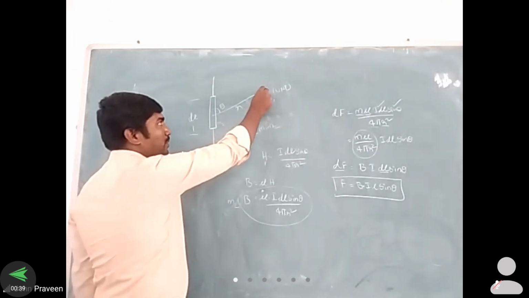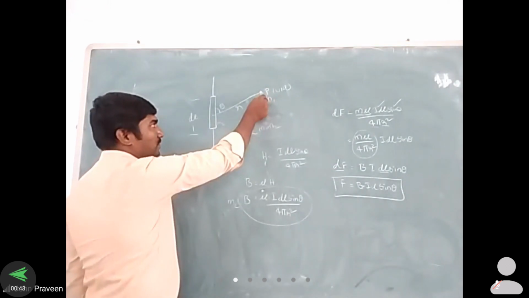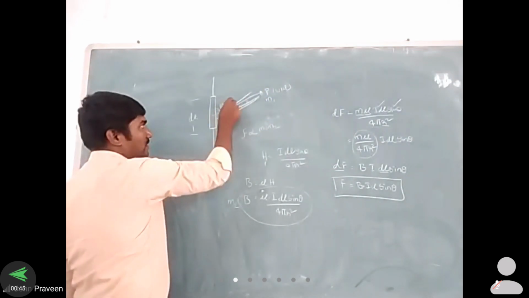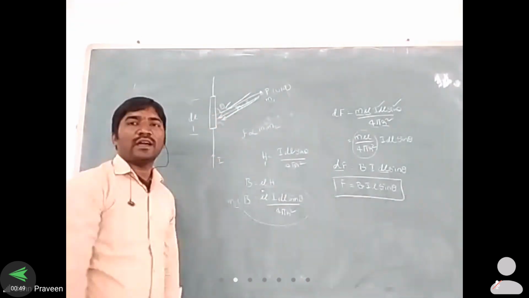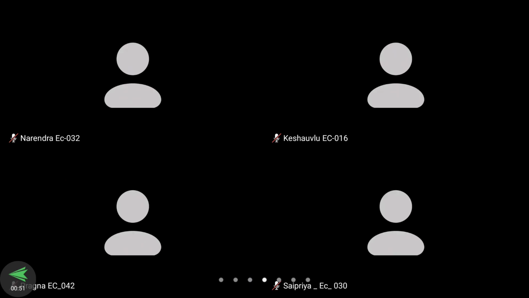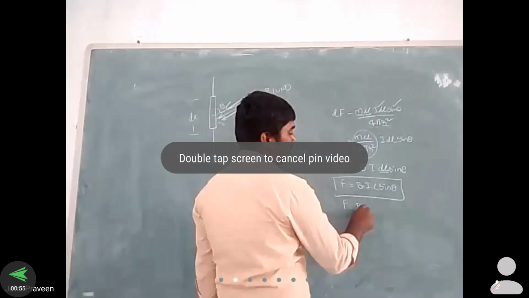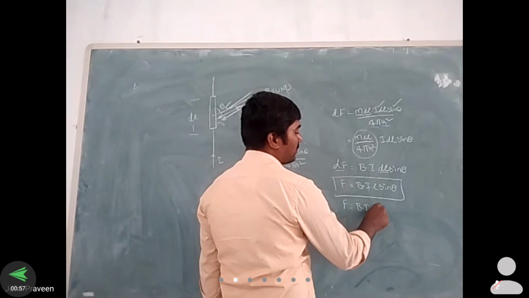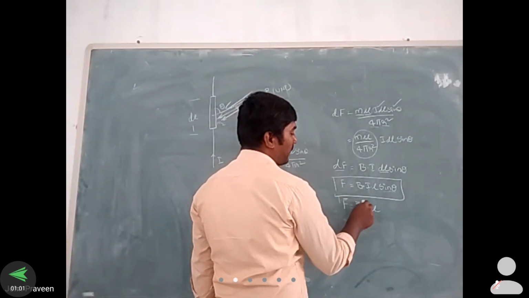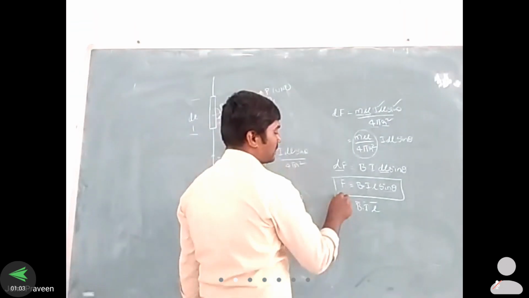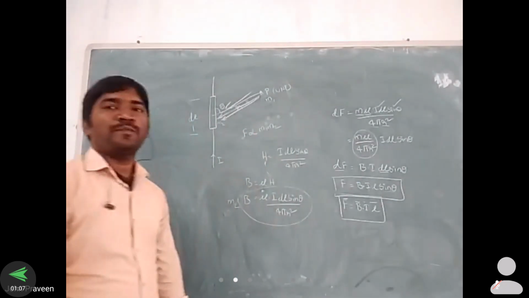So the force exists at this point P, so the force is acting on the conductor. So F is equal to BIL sin theta. If you want to represent it in vector form, F is equal to B into I into L. The sin theta we are neglecting. Therefore the F vector is equal to B into I into L.